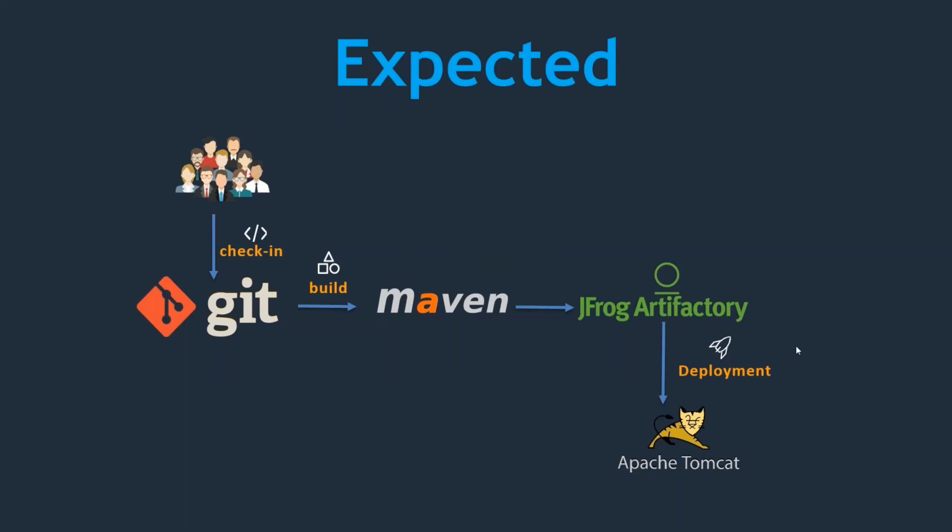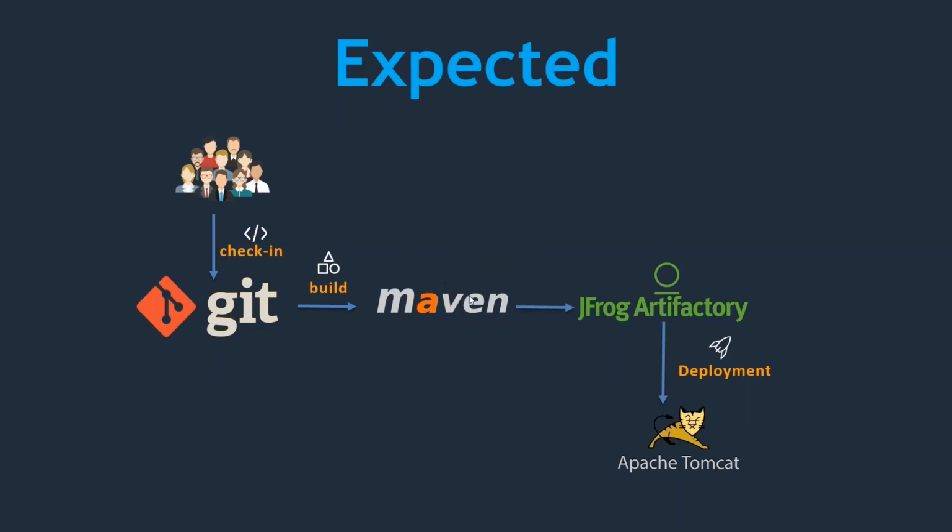So who can do all these activities? Whenever code is there, we need to tell Maven to build it. I don't want to go and execute a Maven build or Maven package. Somebody has to tell Maven to do this, and Maven should do it automatically.